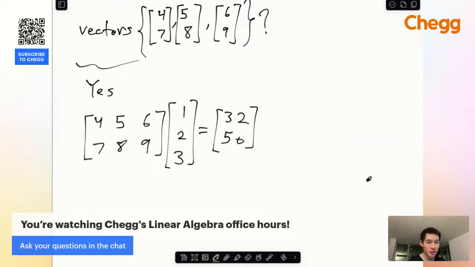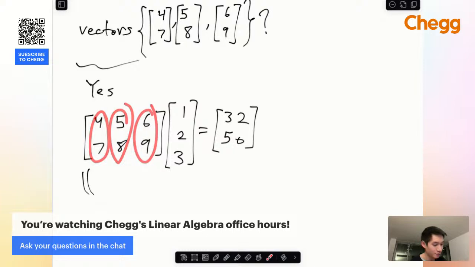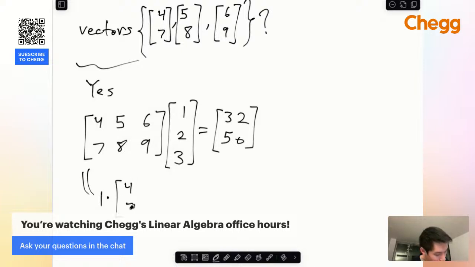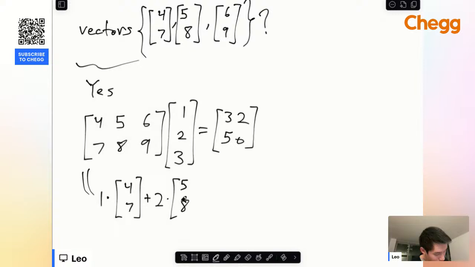So we just saw in the first problem that doing this matrix multiplication, one way you can think of it is like doing a dot product. But here's another way. Another way to interpret this is really that it's like taking a combination of the columns here of 4, 7, 5, 8, and 6, 9, weighted with these entries. So what I mean by that is it's like taking 1 times the first vector plus 2 times the second vector plus 3 times the third vector.